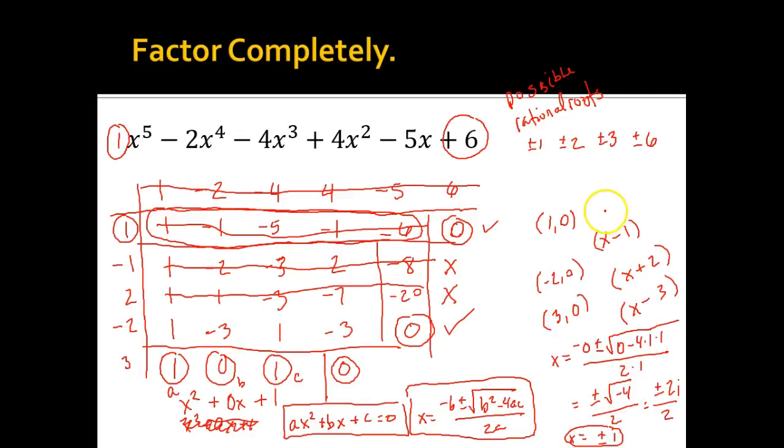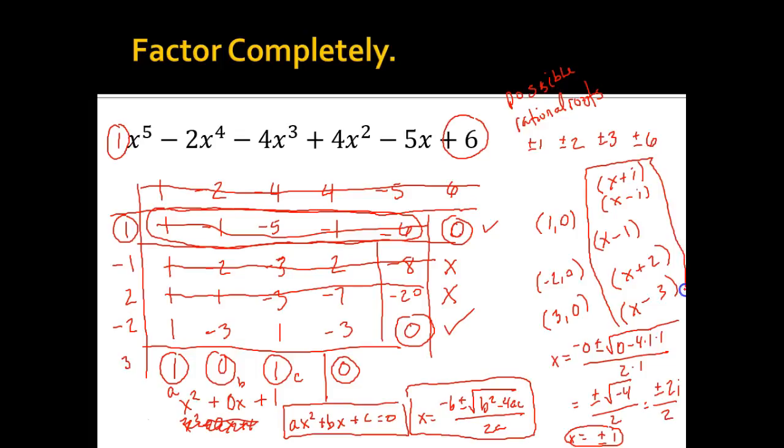And so my last two factors are x minus i and x minus negative i, so x plus i. So there's my 5 factors.